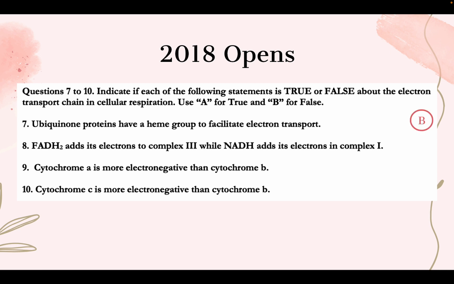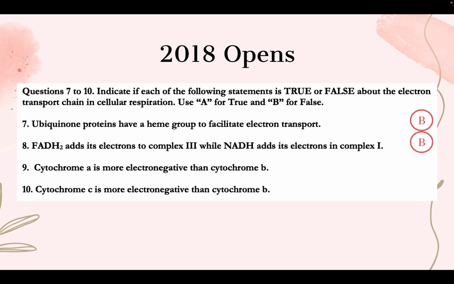So this is false. Number 8 says FADH2 adds its electrons to complex 3, while NADH adds its electrons in complex 1. This is incorrect again. FADH2 adds its electrons to complex 2, and NADH adds its electrons to complex 1. So it's right on the last part, but FADH2 is complex 2, which is succinate dehydrogenase. So this is incorrect. Number 9, cytochrome A is more electronegative than cytochrome B.